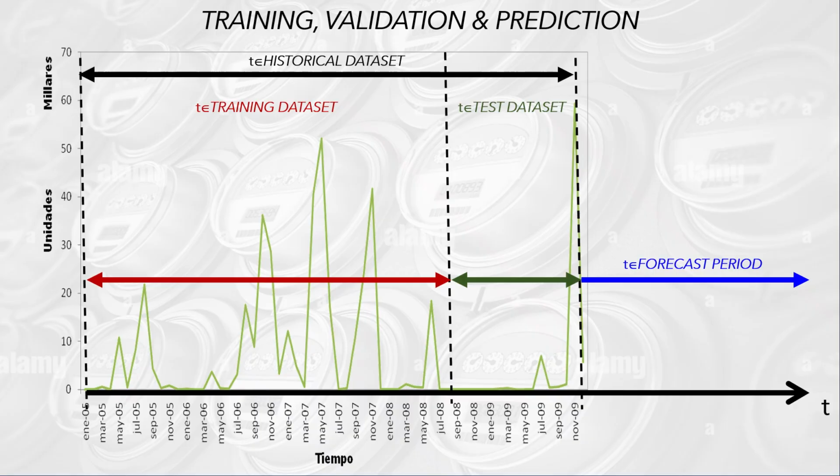The historical dataset is divided into two parts: training and validation, composed of the training dataset, part of the historical sample used to train and calibrate the mathematical model, and the test dataset, part of the historical sample that is not used to calibrate the model and is used to check the quality of the model. And the forecast period, in which the model will be used to predict new samples.